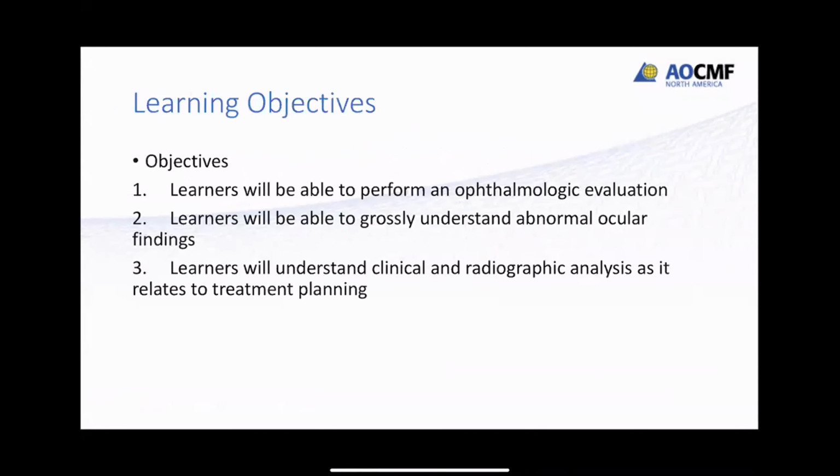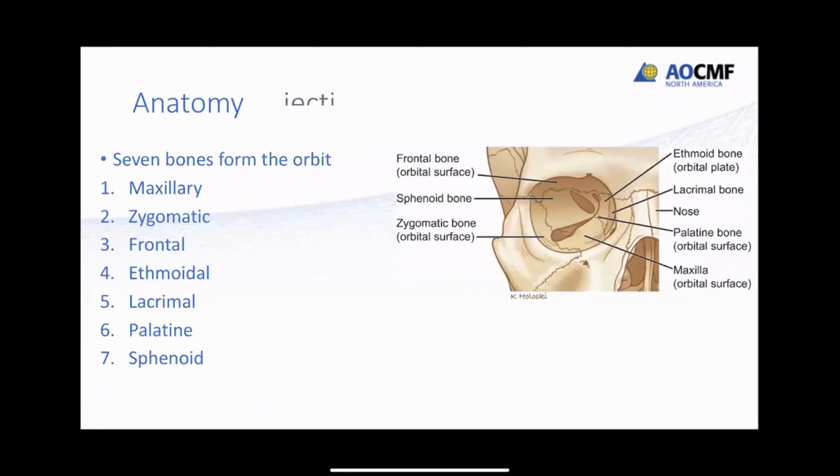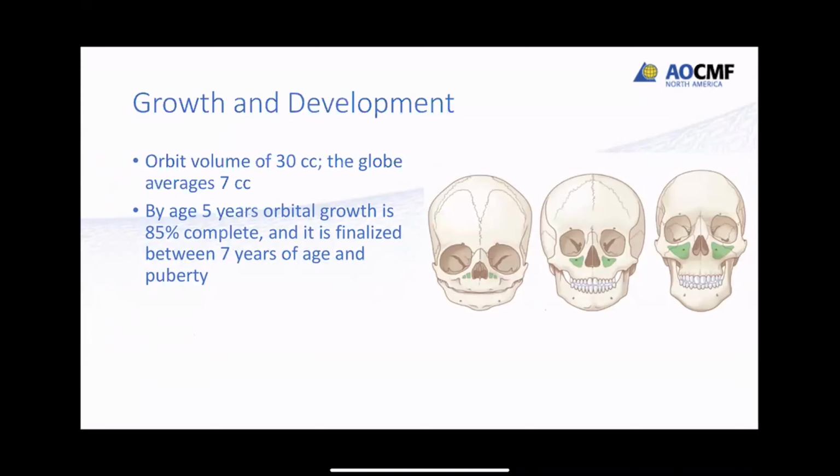So today we're going to look at doing an ophthalmologic evaluation and understand, grossly, what we're going to find and how this ties in with the radiographic analysis. So I'm going to take this relatively quickly. There are 7 bones: the maxilla, the zygomatic, the frontal bone, the ethmoid plate, the lacrimal bone, the palatal bone, and so on. In growth and development, you can see the orbit really doesn't change. It's about 30 cc's, and once it's at a certain size, it's not going to be any different.